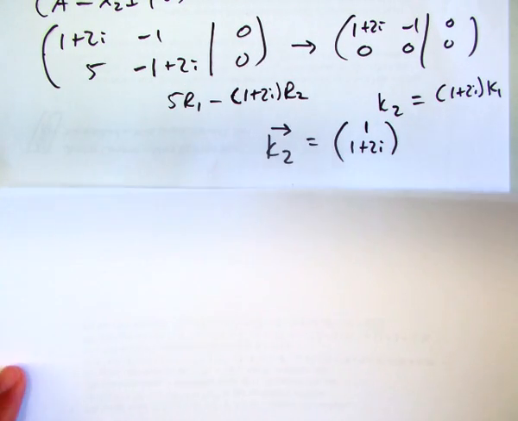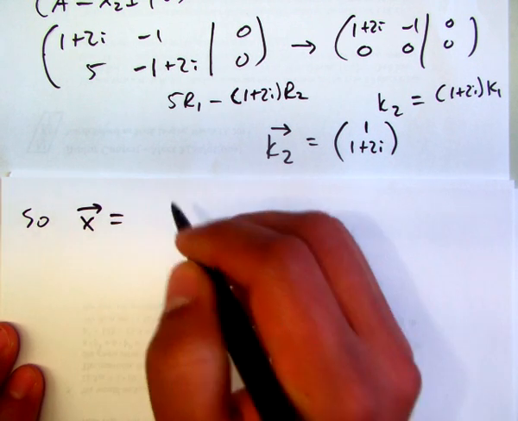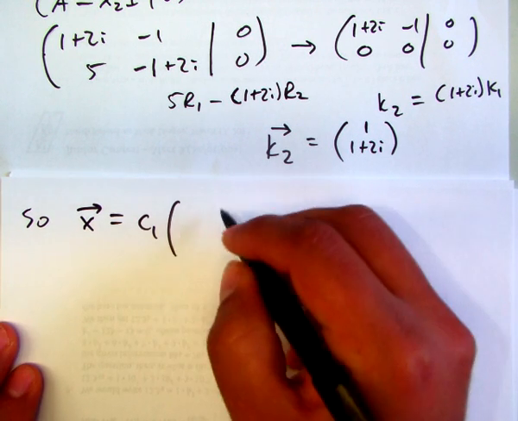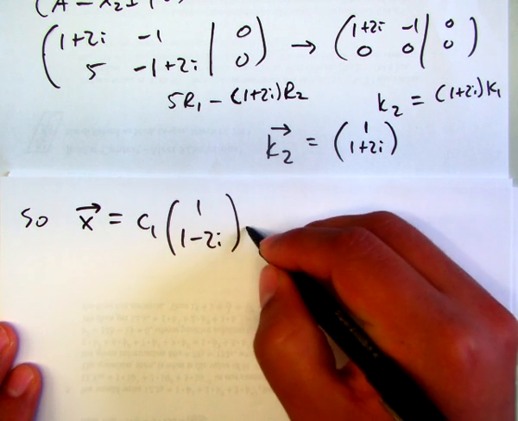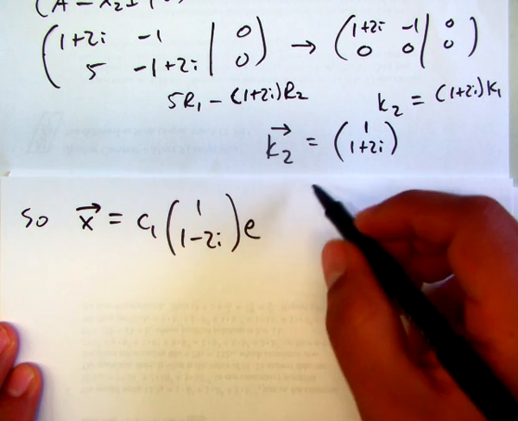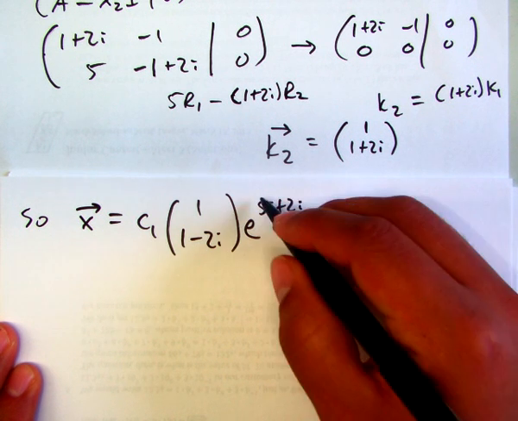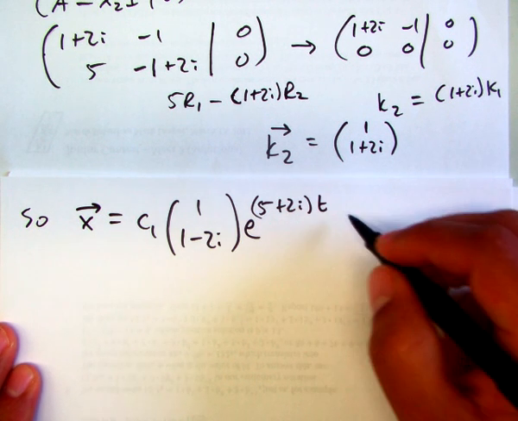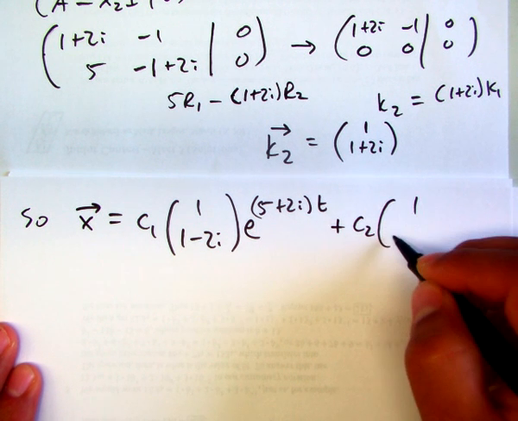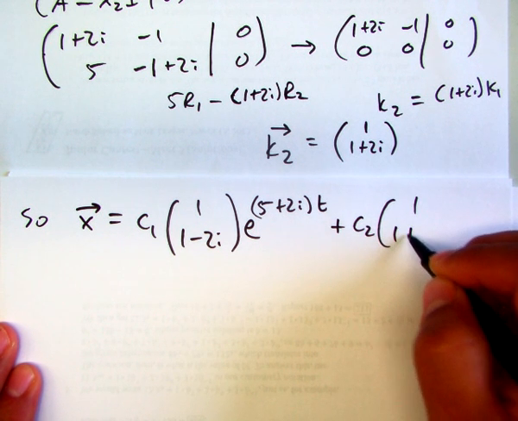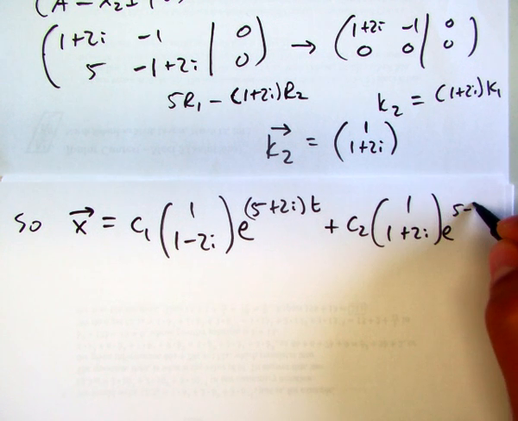So currently, our solution for x is going to be C1 times our first eigenvector times e to the whatever the eigenvalue was, so that's 5 plus 2i times t, plus C2 times 1 plus 2i times e to the 5 minus 2i times t.